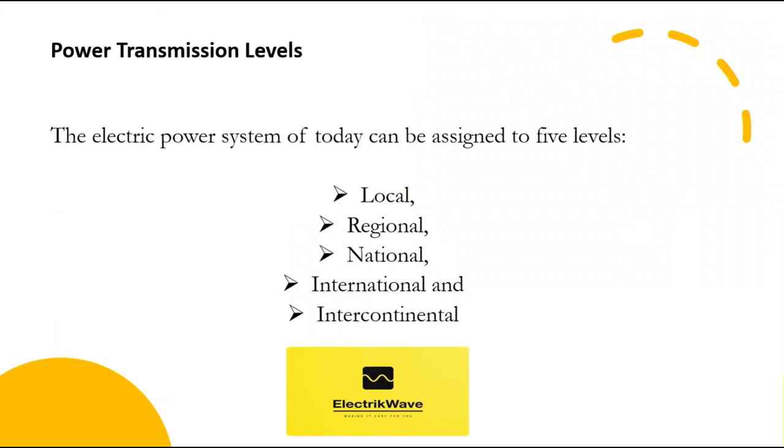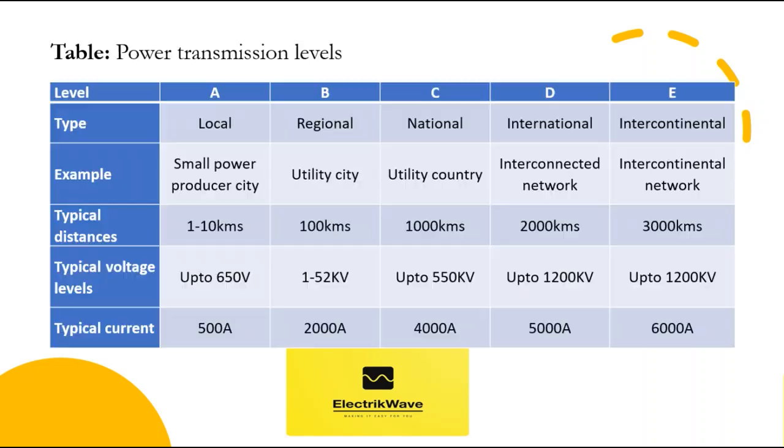The electric power system of today can be assigned to 5 levels: local, regional, national, international and intercontinental. This table shows various types of power transmission levels, examples, typical distances, typical voltage levels and typical current. Now let's see various types of power transmission one by one.